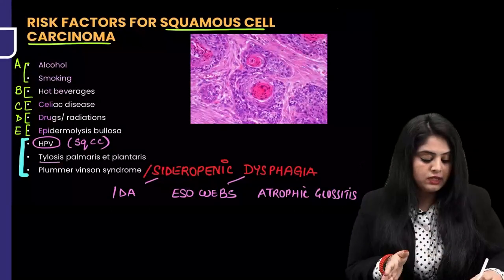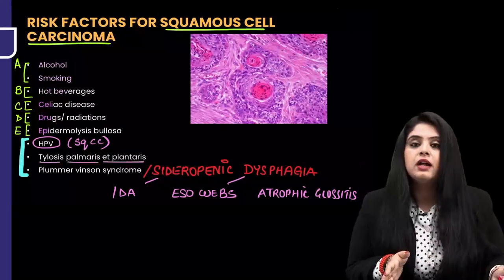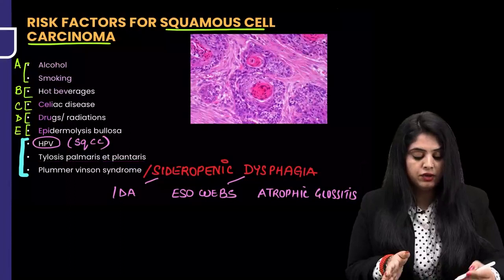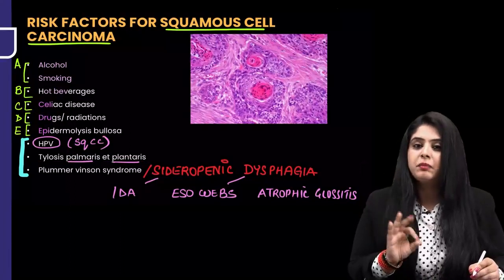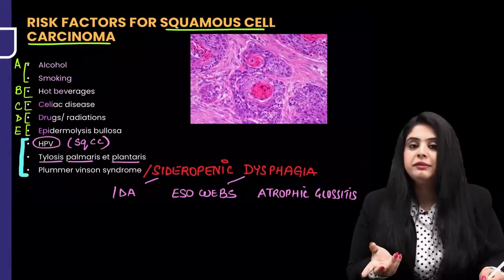Then there is something called Tylosis palmaris et plantaris. If you break the word, it's not at all difficult. Palmaris and plantaris means hands and soles, palms and soles. Tylosis means thickening.